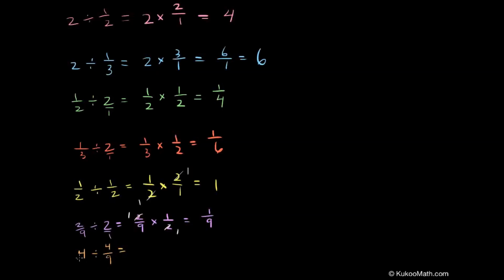Finally, our last problem, we have 4 divided by 4/9. That's the same thing as 4 times 9 over 4. And we can simplify that. So we cross this out and it becomes 1 and 1. And then we multiply across, we just get 9. And that's the end of our practice for introducing fraction division.